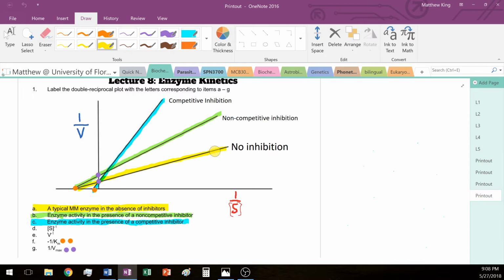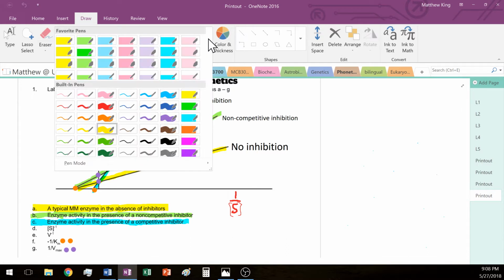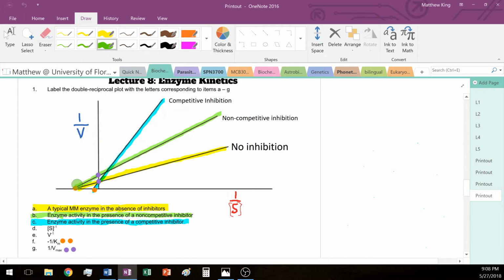So now I will switch to green right here. What we have in green is our non-competitive inhibition. What non-competitive inhibition is, it's when you have, and I'll try to draw something out. If you have like an enzyme, this is going to be really ugly.